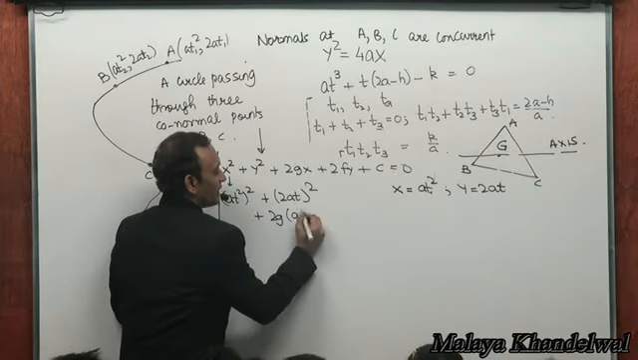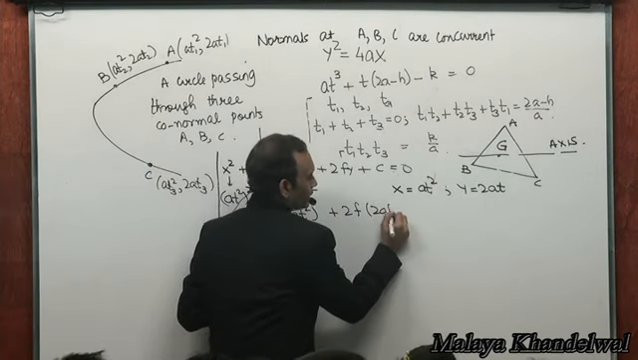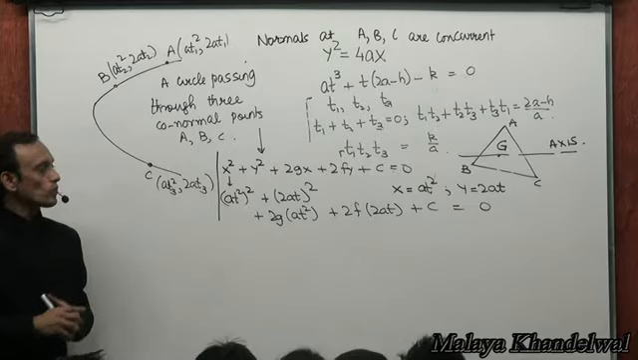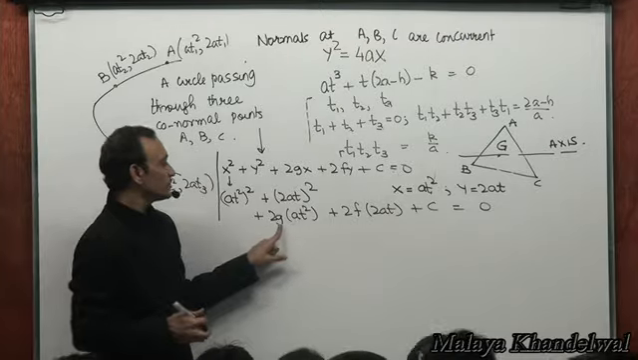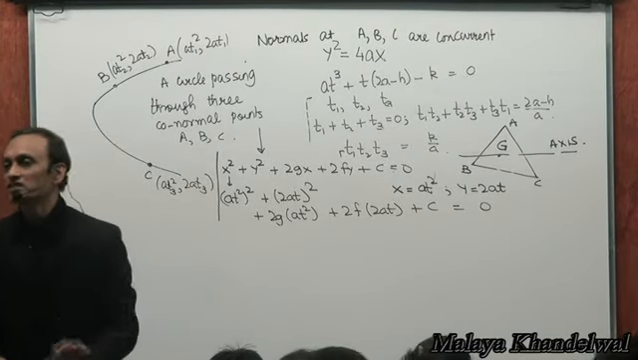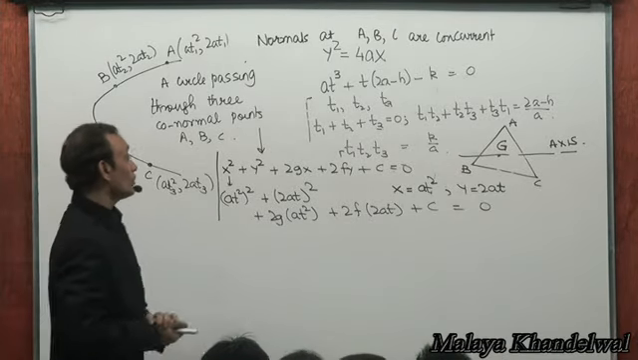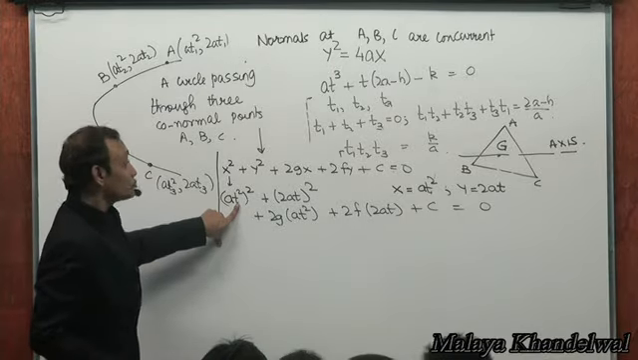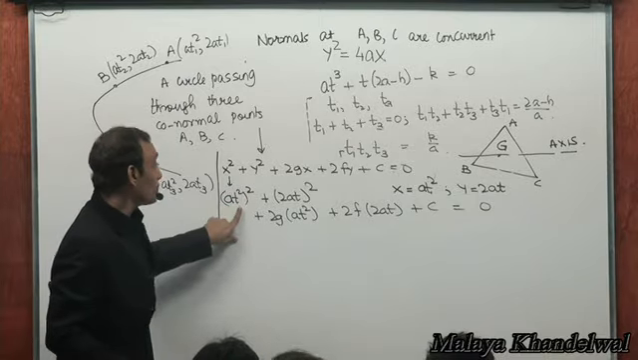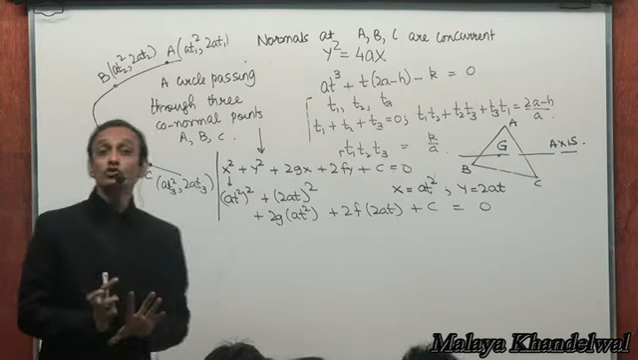Substituting x = at², y = 2at into x² + y² + 2gx + 2fy + c = 0 will give me the t of the intersection between the circle and the parabola, right? Now do you realize that you get a polynomial of degree 4 in t? This is a polynomial of degree 4 in t, yes or no? Right? How many roots will it have?